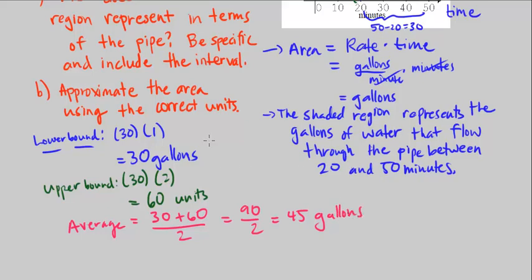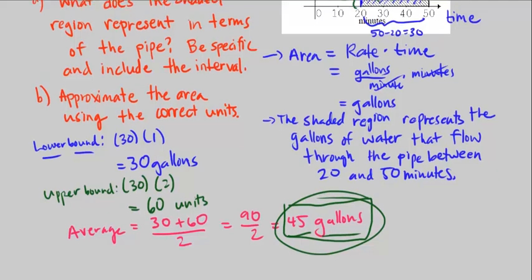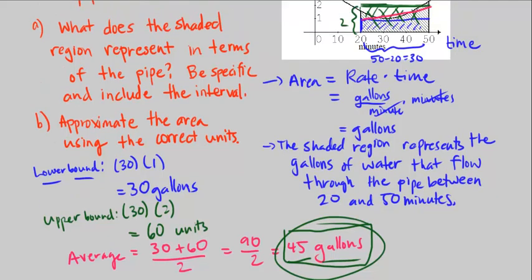All right. So this is just approximating the area. Again, we don't have the function, so we just kind of have to use shapes. And I would say a good approximation is 45 gallons. A lower bound is 30 and upper bound is 60. So again, around 45. Okay, so that ends CPM Precalculus Chapter 2, number 144.